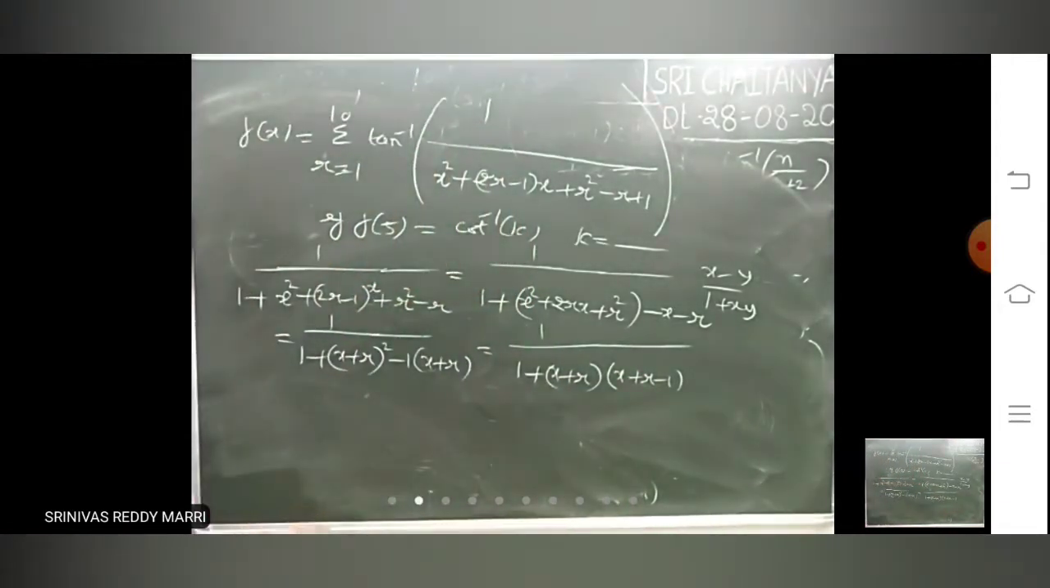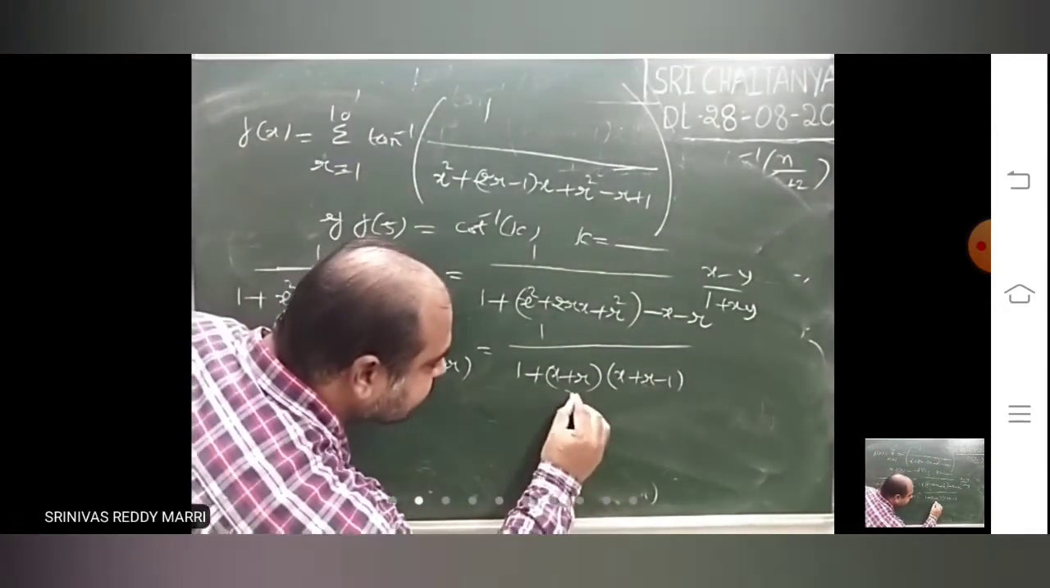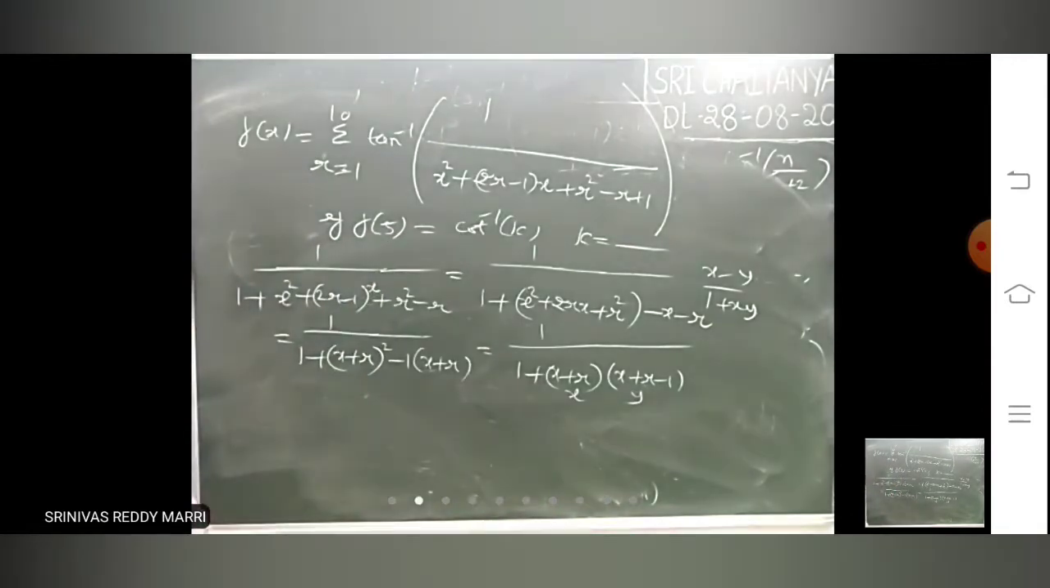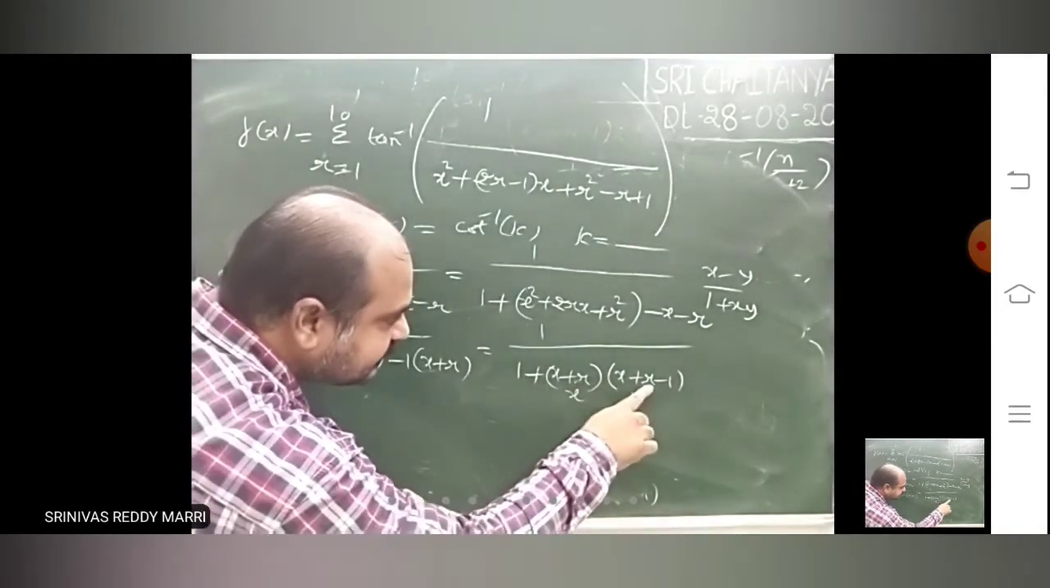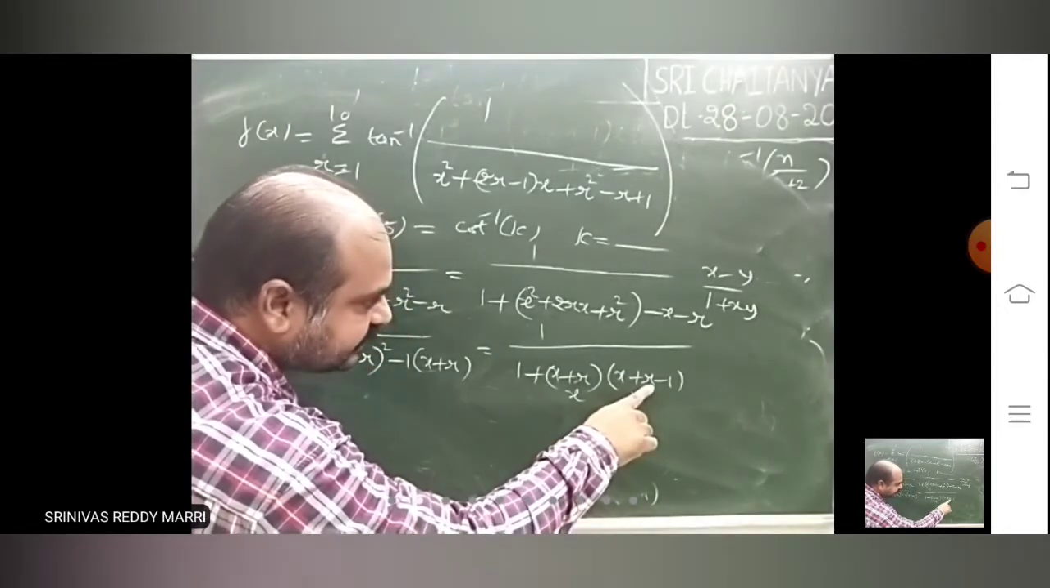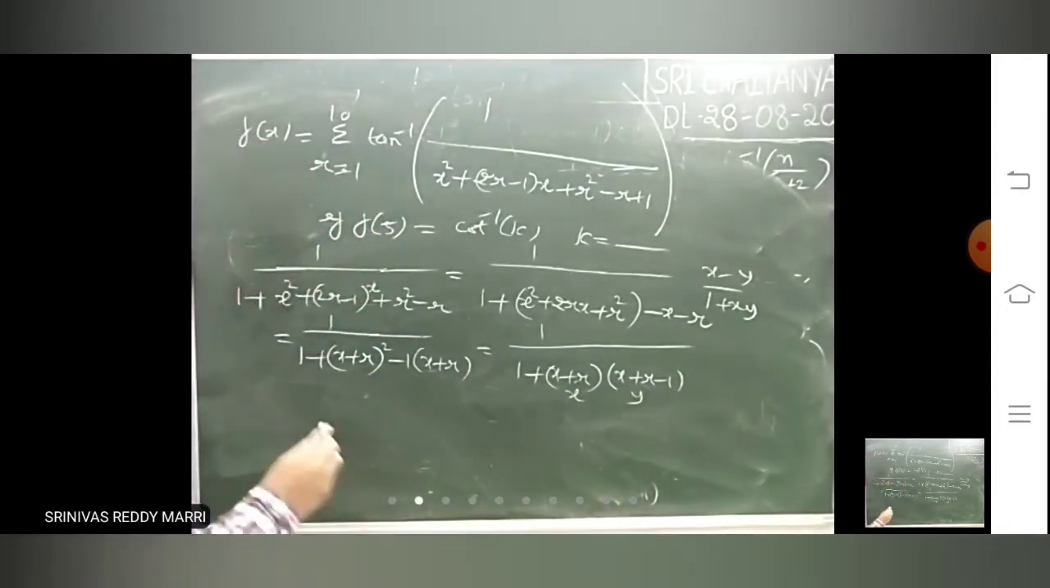Now my target is over in the denominator. 1 plus xy I have written. Right? This is x, this is y. Now look at x minus y. This minus this is what? 1. This minus this is what? 1.